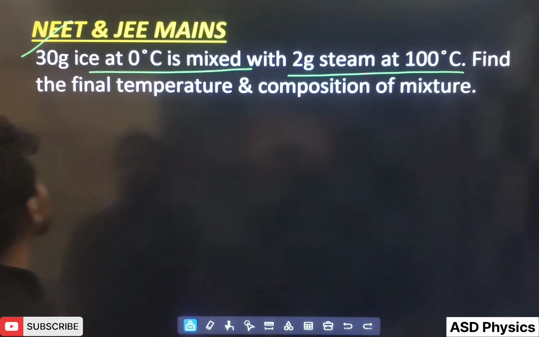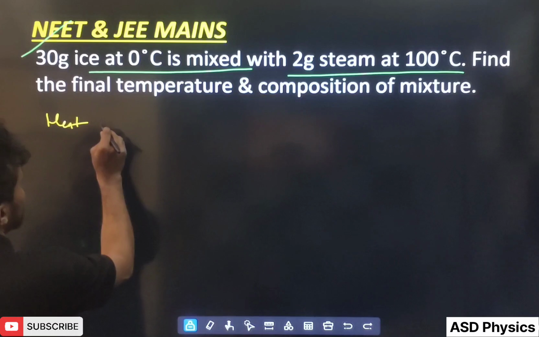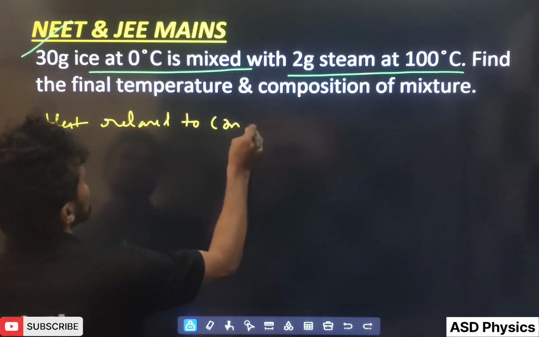Okay. So see here please, students. See. Now heat released to condense steam.